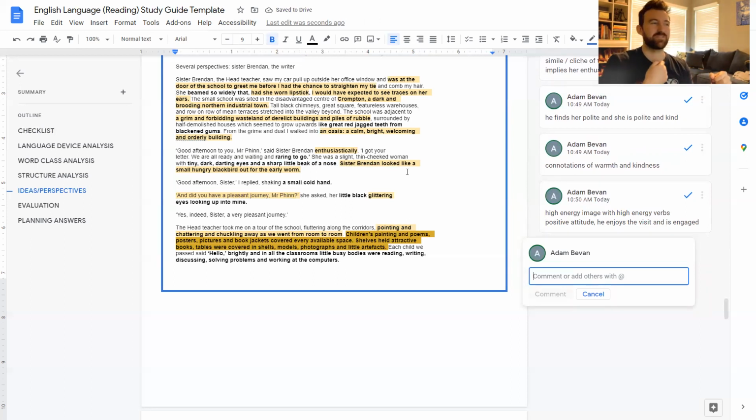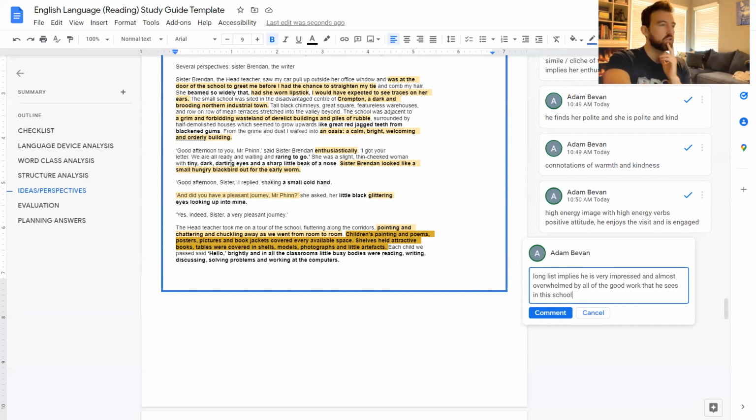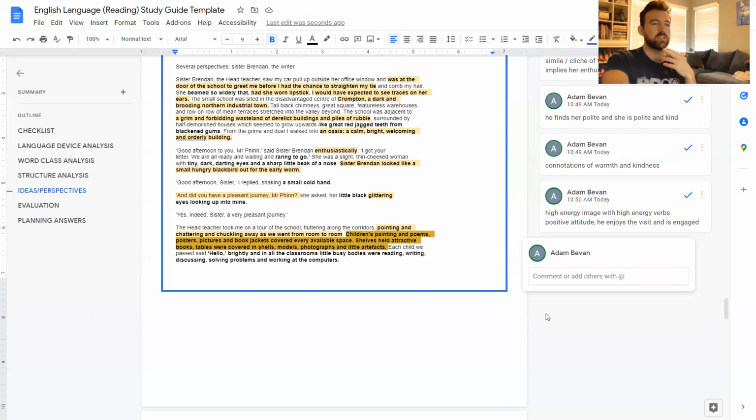He's still just getting out of his car, straightening his tie. This very long list implies he is very impressed and almost overwhelmed by what he sees, by all of the good work that he sees in this school. It's almost too much to take in. There's so much: paintings, poems, posters, pictures, book jackets. Every available space is filled. Attractive books, shells, models, photographs, artifacts. Yeah, there's a lot here.